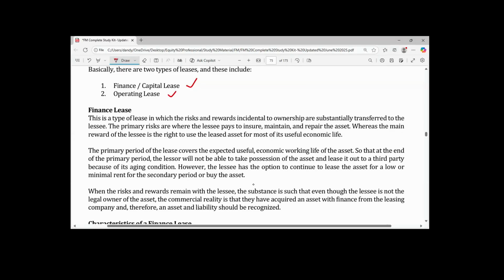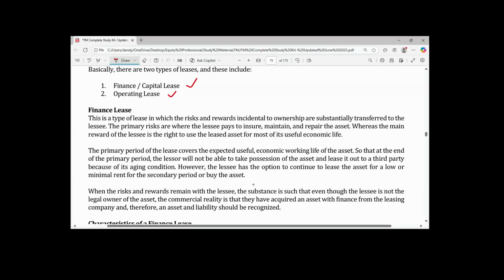When you talk about risk and reward, for the part of the risk associated with the leased assets, the risk is all about the maintenance cost, the insurance, and the repair that the company is going to undertake in ensuring that the asset is in good working condition.